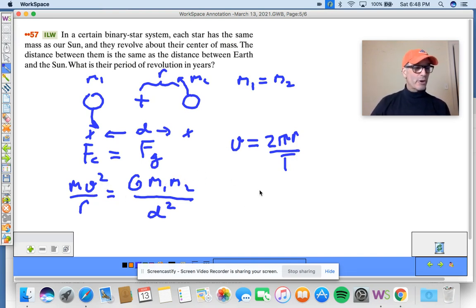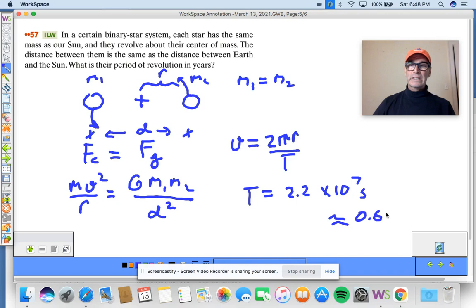Now, here's the period of revolution after it's all said and done. You should get approximately, okay, you got to show how you got this number, approximately 2.2 times 10 to the 7th seconds, which is approximately 0.69 years. So it's less than a year for the revolution of that binary star system.